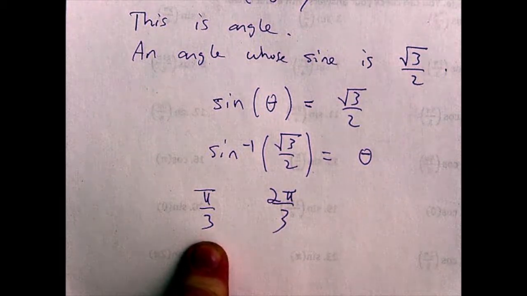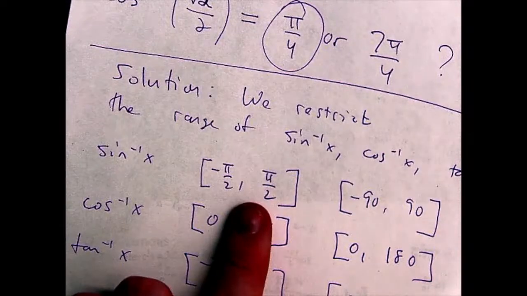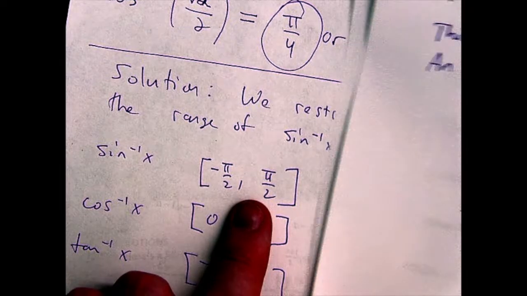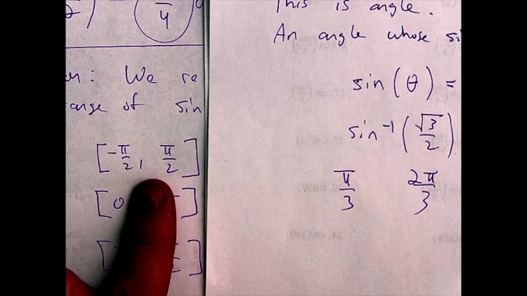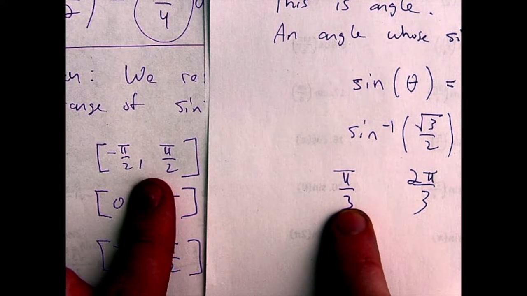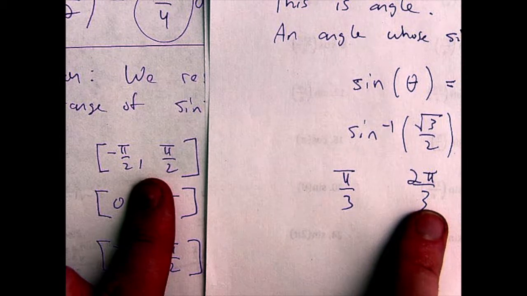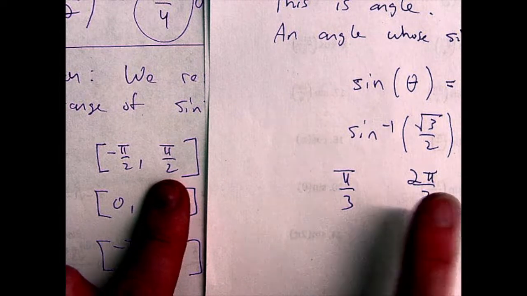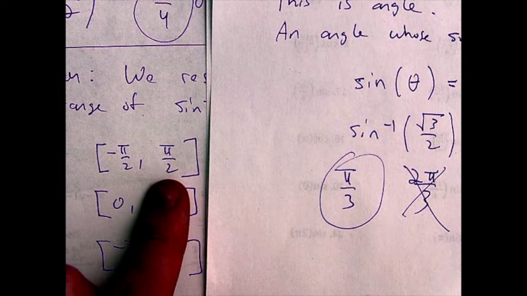Well, remember the restriction for inverse sine. The restriction for inverse sine was negative pi over 2 to positive pi over 2. Which of these 2 angles sits within that interval? The answer is that one, pi over 3. 2 pi over 3 is just too big, okay? It's larger than pi over 2 because 2/3 is larger than a half. So this angle's too big. That's not it. It's actually this one, okay?